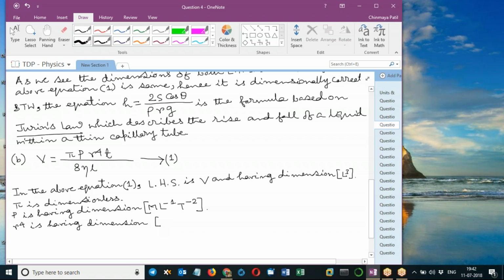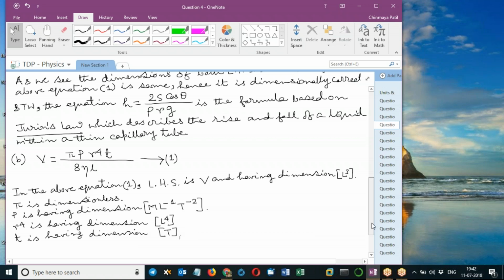He is having dimension L power 4. Now, the dimension of T, T itself. T is having dimension T.